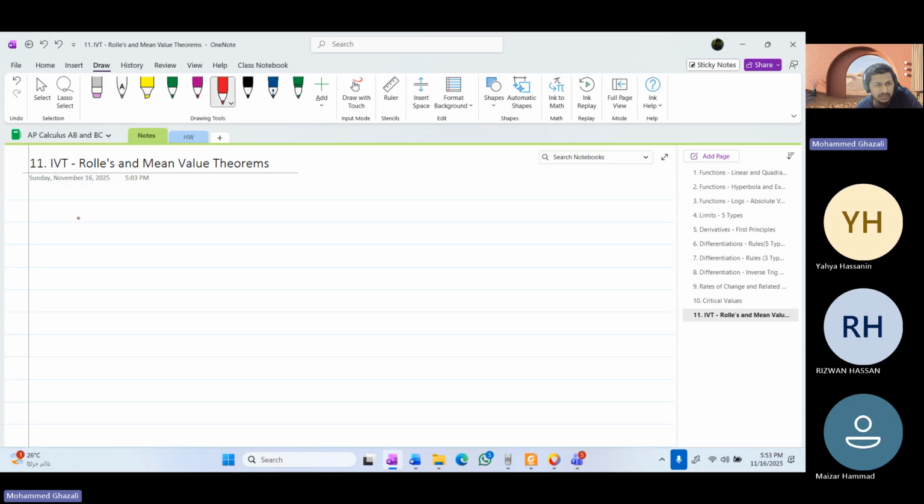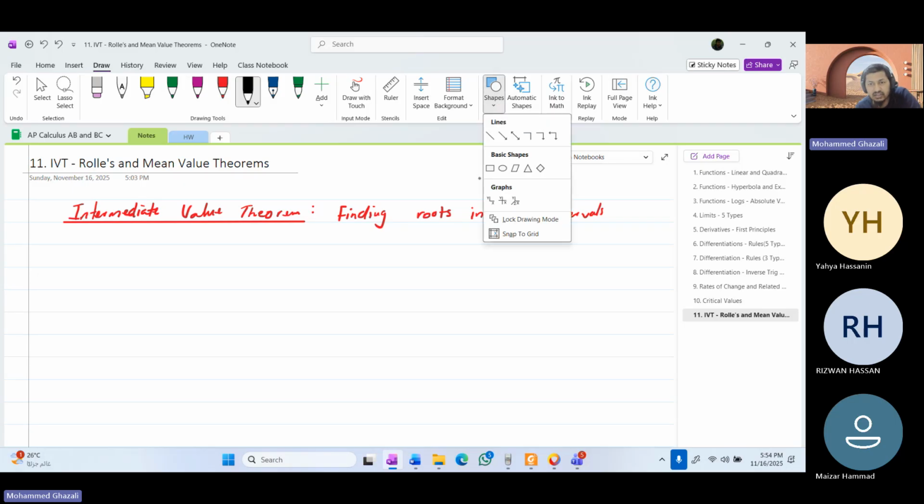Let's have a look at the intermediate value theorem, right? So what's the intermediate value theorem? The intermediate value theorem is a good theorem for finding roots in some intervals. That's it, in some intervals. So we can have a look at a question and check if there is a root.